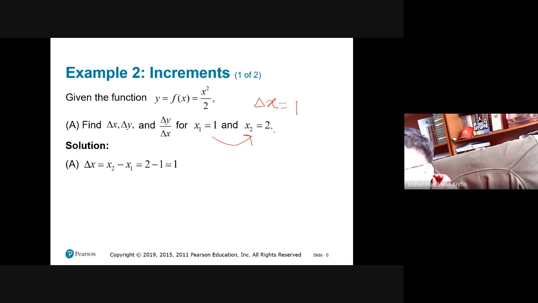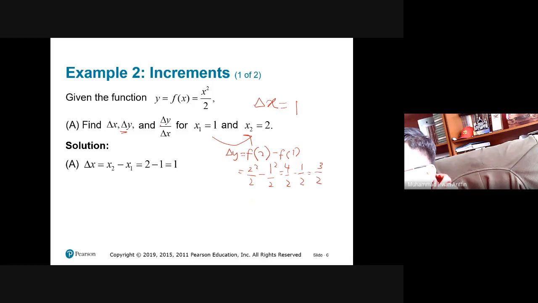Why don't we just, since it is simple, do it together? Second, now we need to find delta y. So what is delta y? Delta y basically equals f of 2 minus f of 1. So what is f of 2? f of 2 is 2 squared divided by 2 minus 1 squared divided by 2, equals 4 over 2 minus 1 over 2, which is 3 over 2.